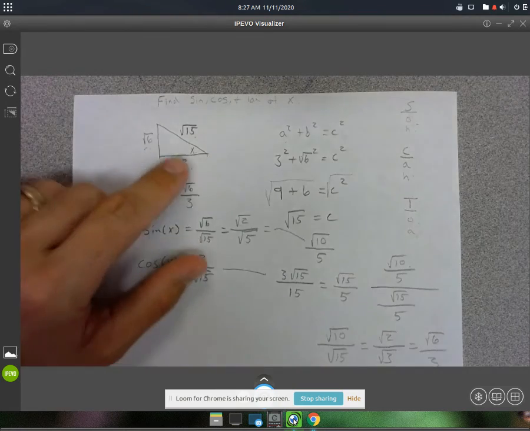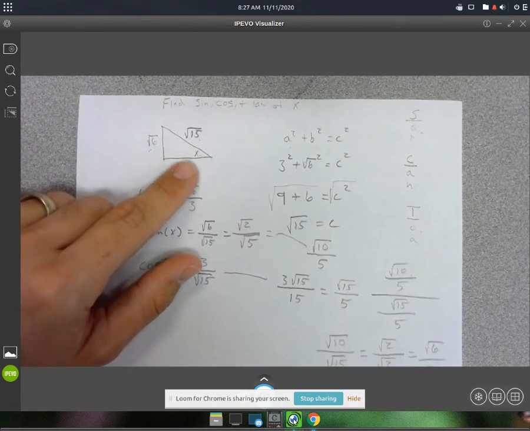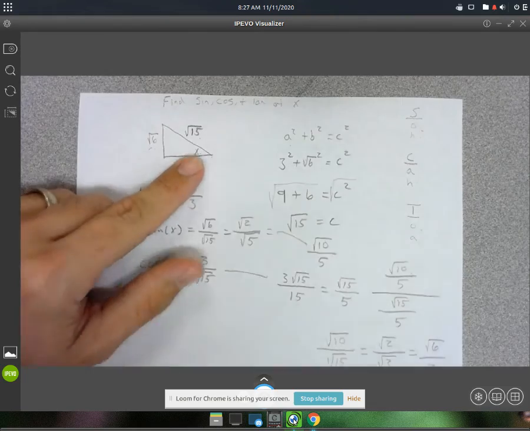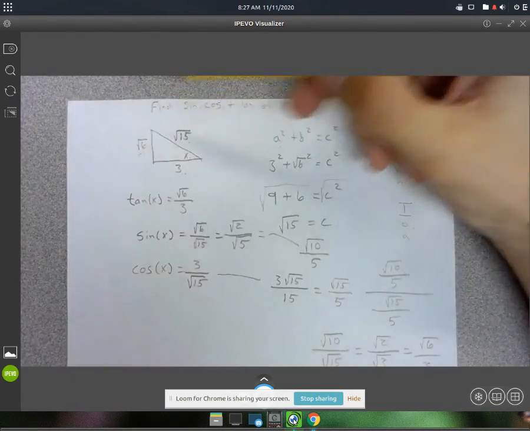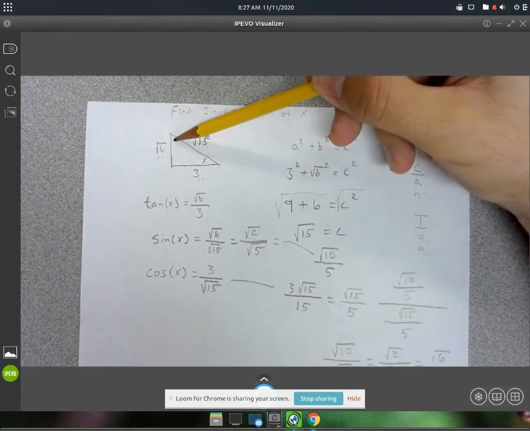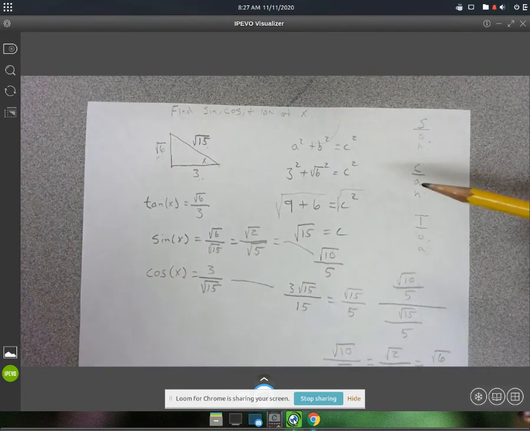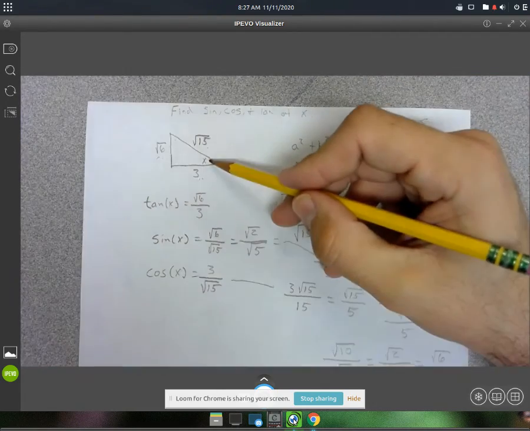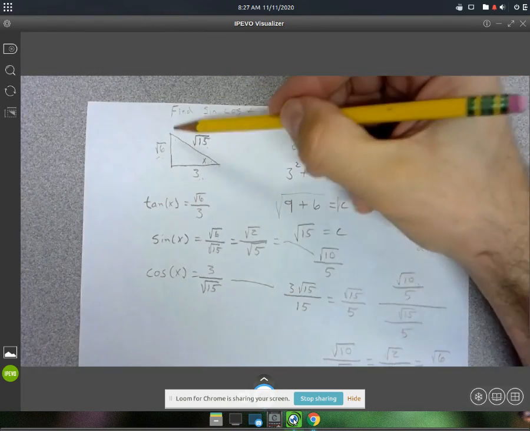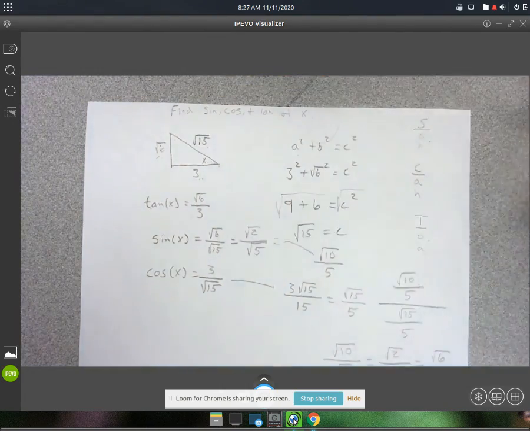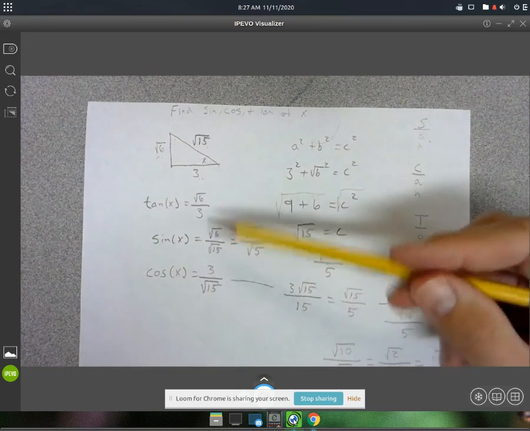So that was finding sine, cosine, and tangent based on that x. If you were to base it on this other angle, all your trig functions would actually be different, because x is a different angle than whatever this is over here. So you actually would get different answers for sine, cosine, and tan.